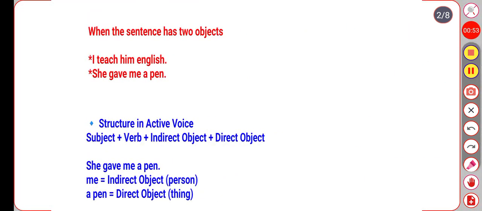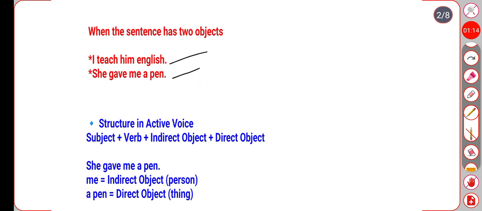Here I have given two examples in this video. Here the sentence has two objects. You can see here. Wait a moment. Two sentences are given here. One is, I teach him English. Here we see one object, him. The second one is English. So this sentence has two objects. And below that example, she gave me a fan. Me is also an object. Fan is also an object.